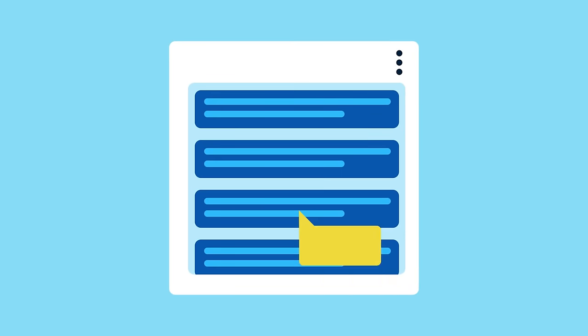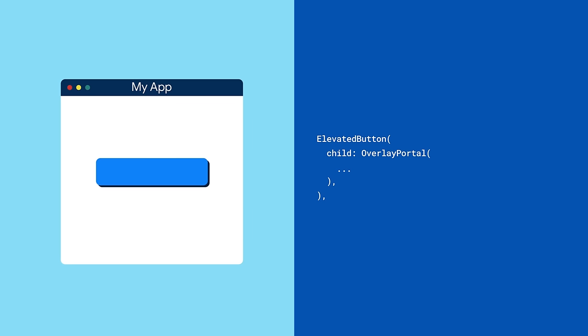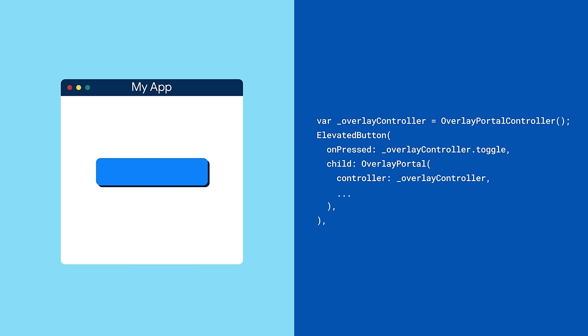OverlayPortal is a widget that allows you to paint a widget anywhere on the screen on top of widgets that are already there. Add an overlay by passing OverlayPortal as a child to the widget that it's associated with, like a button. Give the overlay portal an overlay portal controller to toggle the overlay on and off.